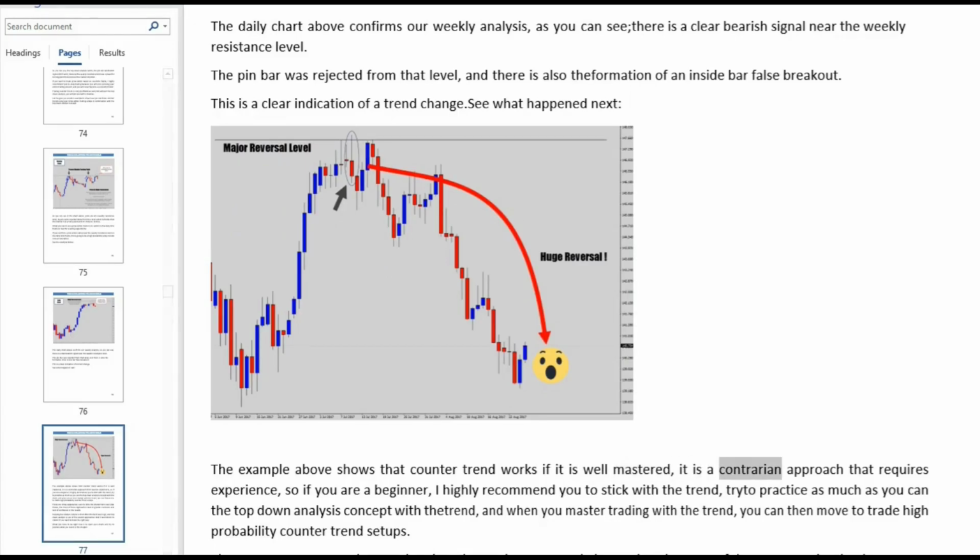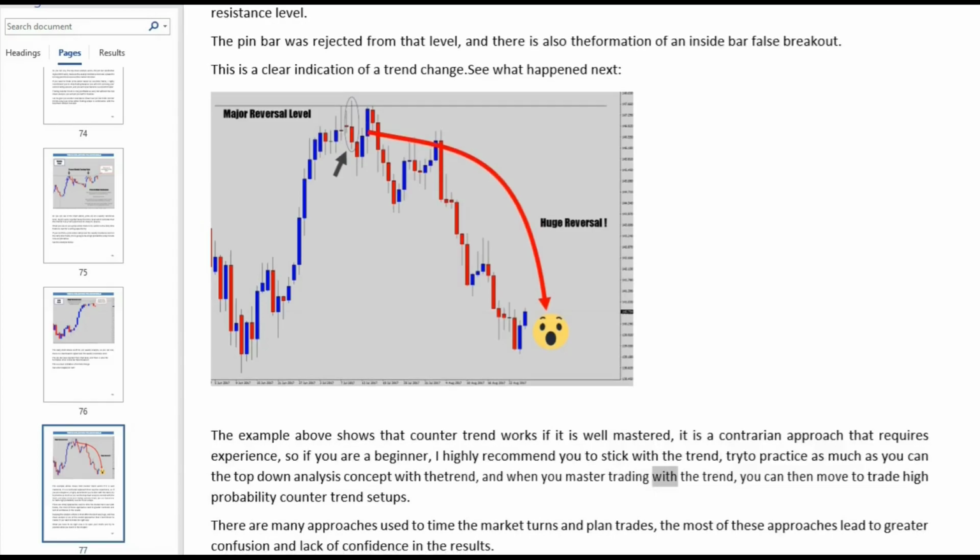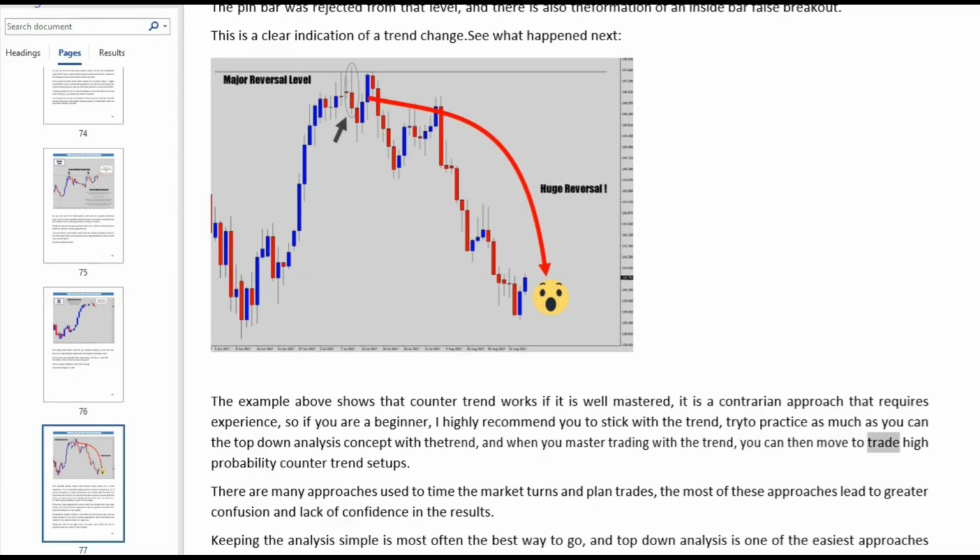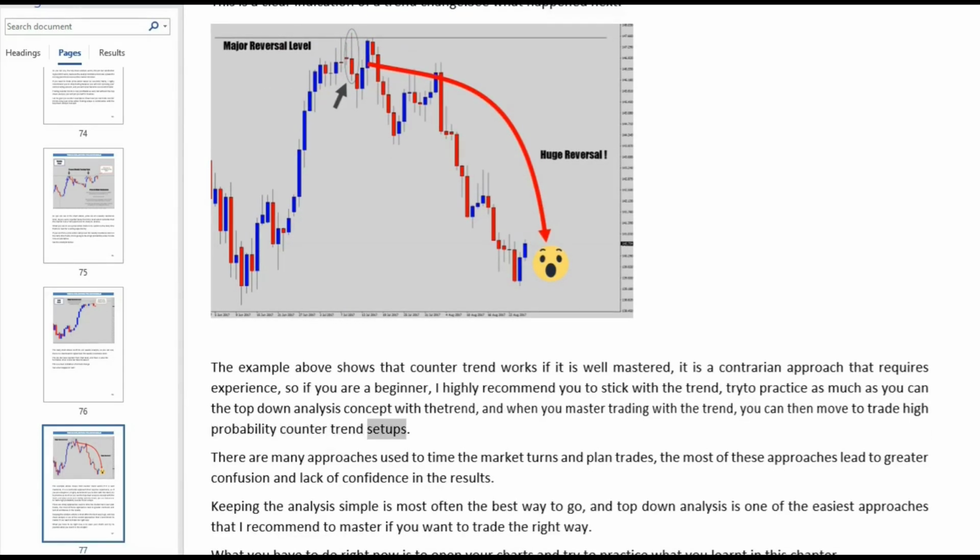It is a contrarian approach that requires experience, so if you are a beginner, I highly recommend you stick with the trend. Try to practice the top-down analysis concept with the trend as much as you can, and when you master trading with the trend, you can then move to trade high-probability counter-trend setups.